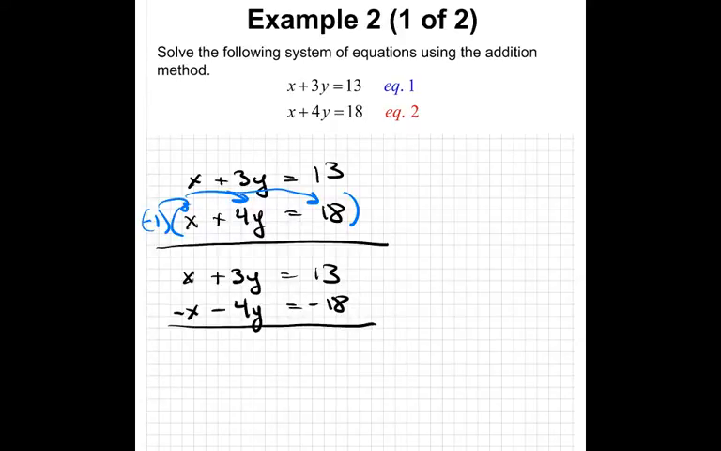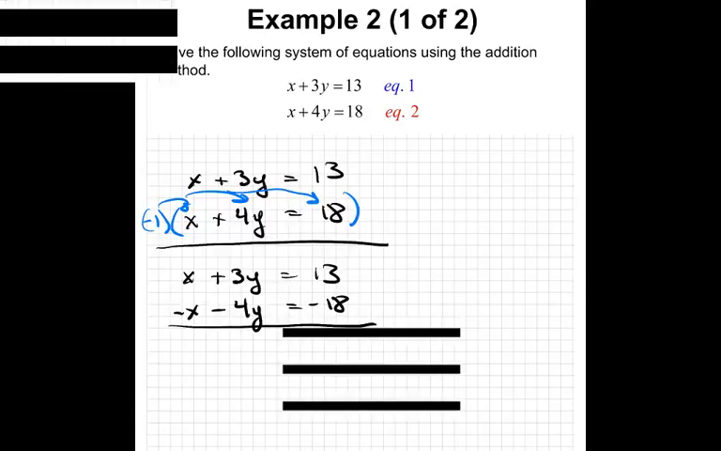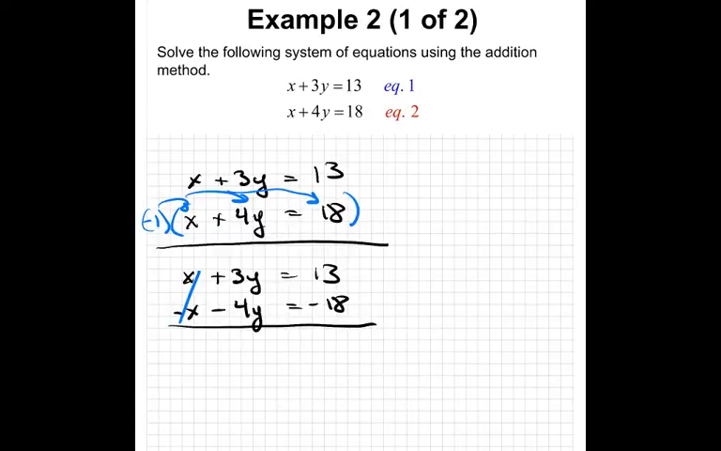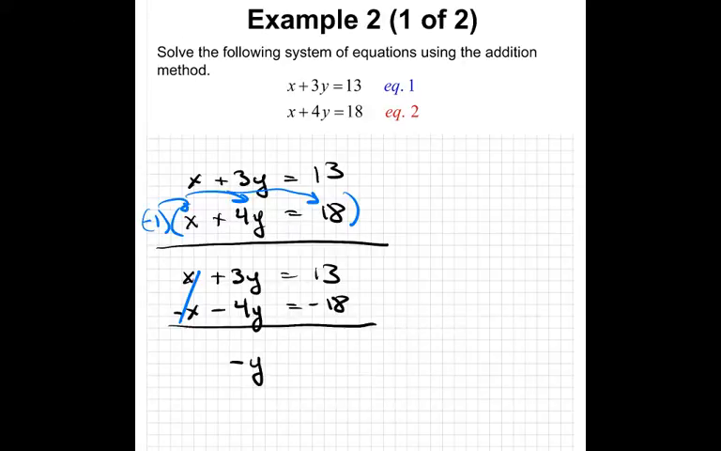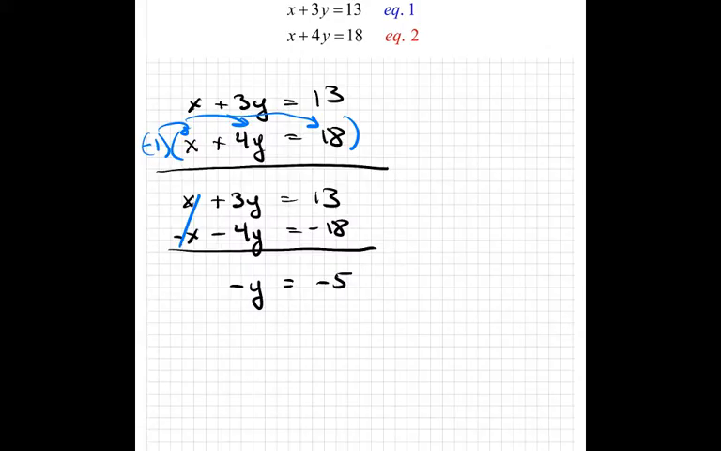So now if we add the two equations together, notice that the x's cancel. Okay. 3 plus -4 is -1, so that's going to be a -1y. 13 plus a -18 is -5. Multiply both sides by negative, and y equals 5.